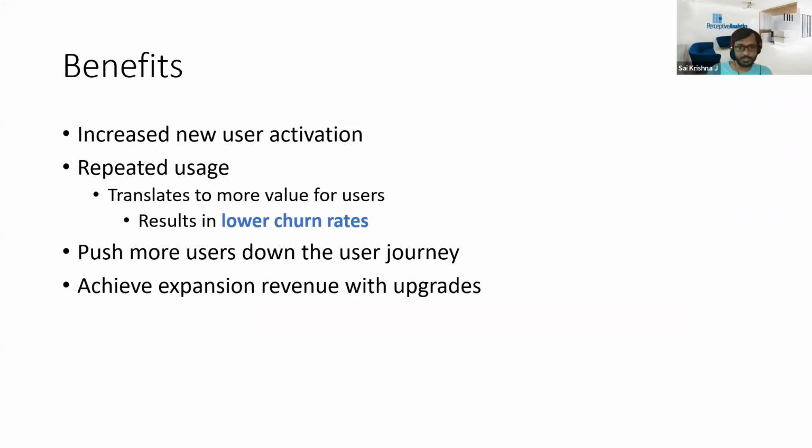So what are the benefits of this feature adoption? First is increased new user activation, and then users who join use the product or the feature continuously, in a repeated manner. What this basically means is it translates to more value for the users, because if the user is using it more frequently, then they are finding something useful in it, something that they like about that feature. That is what we call more value, and ultimately this will result in lower churn rates for the company. Another benefit is to push more users down the user journey.